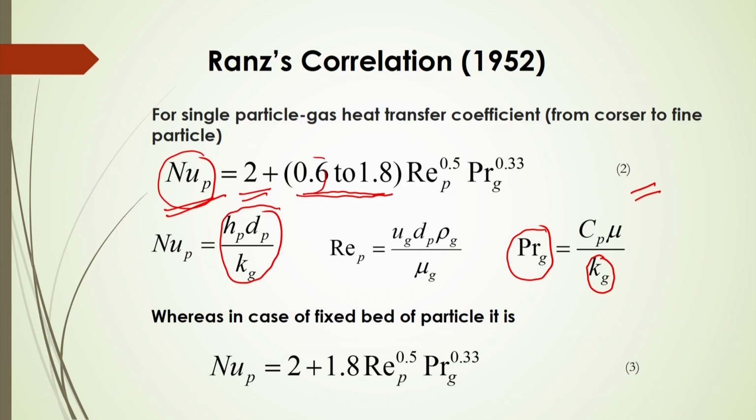Whereas, in the case of a fixed bed of particles, the Nusselt number is equal to 2 plus 1.8 Rep to the power 0.5 times Prandtl number to the power 0.33, given in equation number 3. For the fixed bed this is the same value. If we consider the coarser and finer particles under fixed bed conditions, we can compare them, and the heat transfer coefficient will be almost the same in this case.